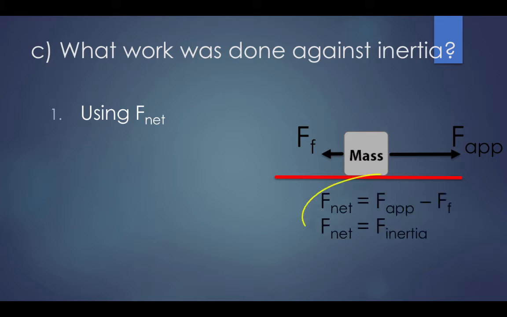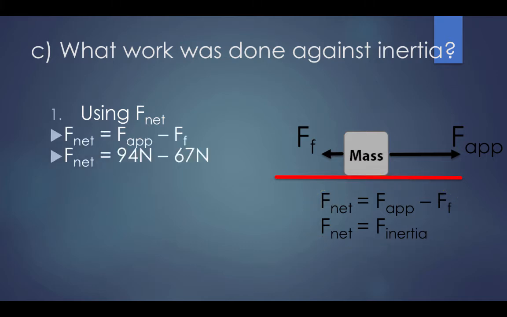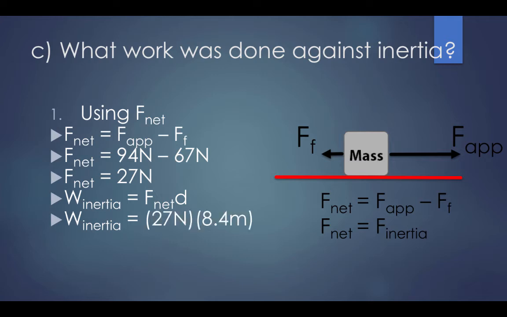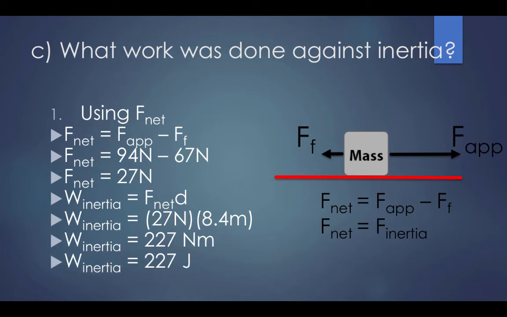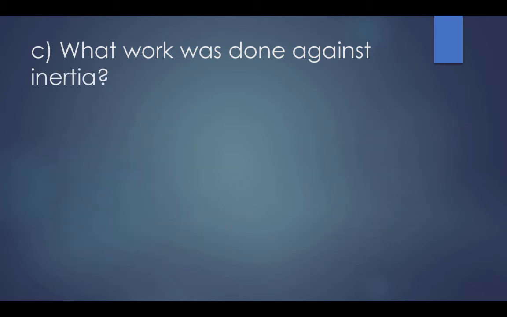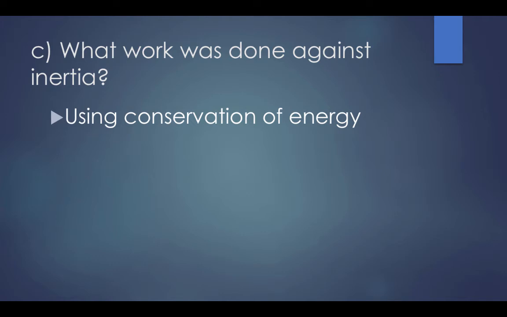This means that F net, which is applied force minus friction force, is the force used to overcome inertia. F net is 94 minus 67. F net is 27 newtons. Using the work equation, W equals Fd, work against inertia is 27 times 8.4, which is 227 Newton meters, or 227 joules.